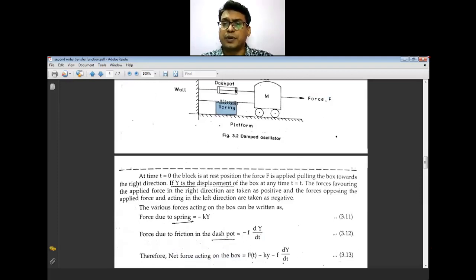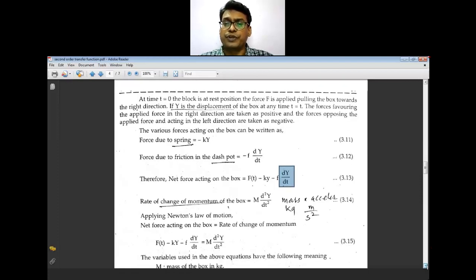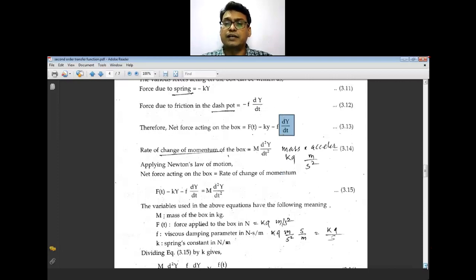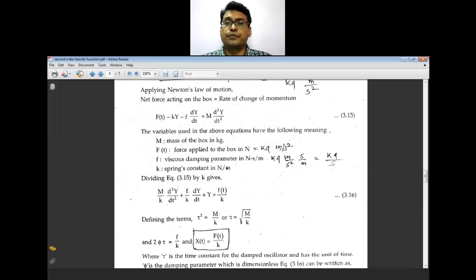The opposing forces are the spring force and your dashpot force. So this is the applied force, the spring force and the dashpot force. The two of them are negative, and this is going to be balanced by the rate of change of momentum of the box. That is nothing but mass into the acceleration, which is mass into d2y/dt square. So you will get a force balance, that is the net force acting on the box, which is equal to the rate of change of momentum.